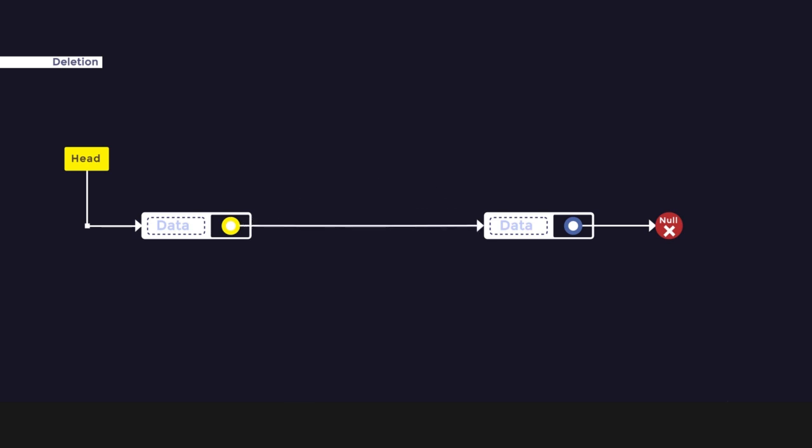Let's see another example. This time, suppose we're going to delete the first node. The only thing that we need to do is to change the head pointer to point to the second node, which is the last one here.